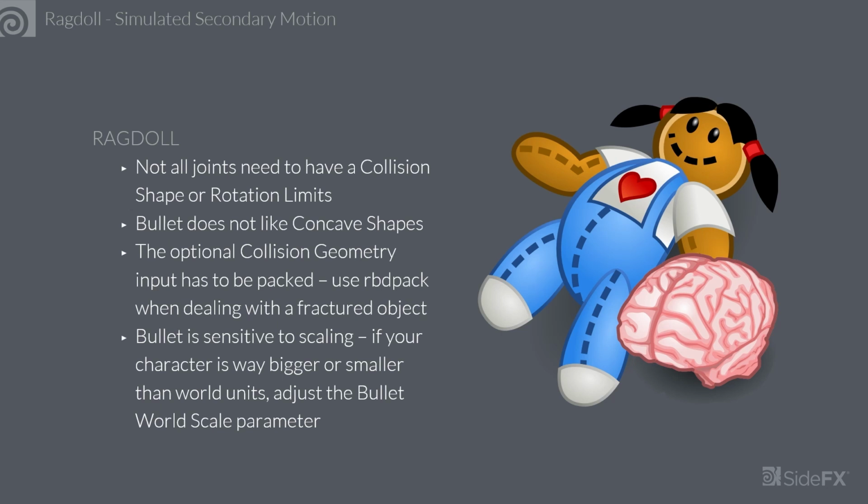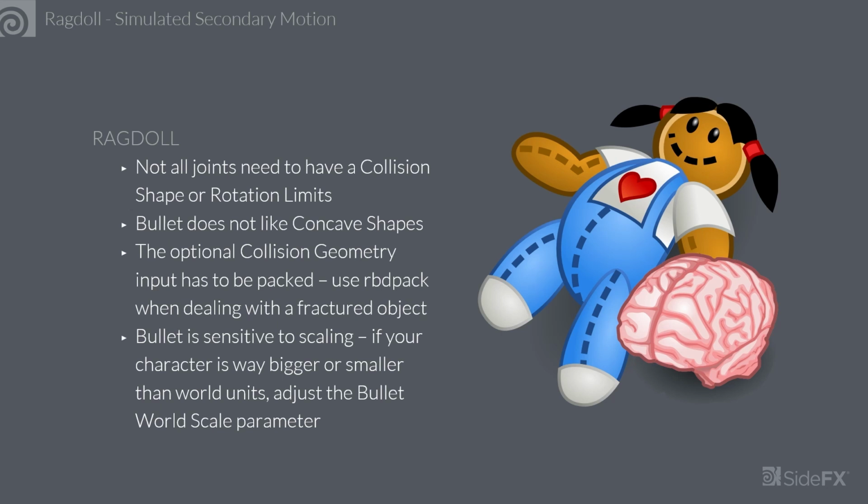The optional collision geometry input, so in our case the bike, has to be a packed geometry, so that's an important bit, otherwise it won't work. And of course, remember when dealing with more complex collision geometries, like we've shown in the bat example, so when we have geometry, constraints, and proxy geometry, then using something like the RBD pack will pack everything nicely into an RBD packed object that also can be read by the Ragdoll nodes.